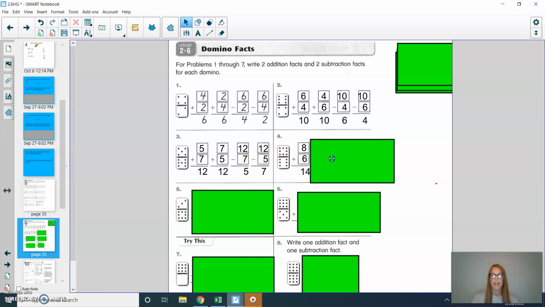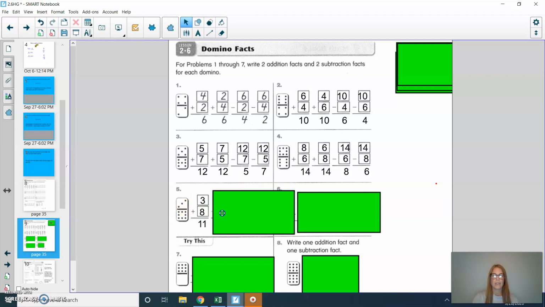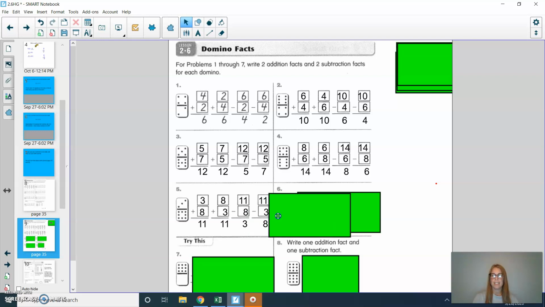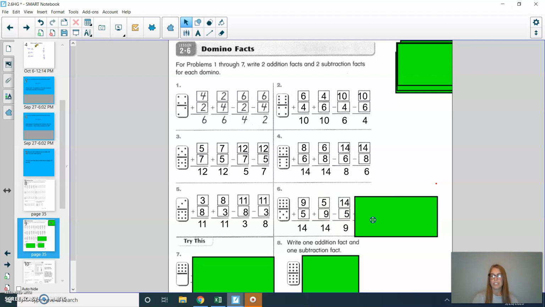For question number 4, I had 8 plus 6 equals 14, and 6 plus 8 equals 14. Then for my subtraction, I had 14 minus 6 equals 8, and 14 minus 8 equals 6. Using the domino for number 5, I had 3 plus 8 equals 11, 8 plus 3 equals 11. And then 11 minus 8 equals 3, and 11 minus 3 equals 8. For number 6, I had the domino 9 plus 5 equals 14, 5 plus 9 equals 14, 14 minus 5 equals 9, and 14 minus 9 equals 5.